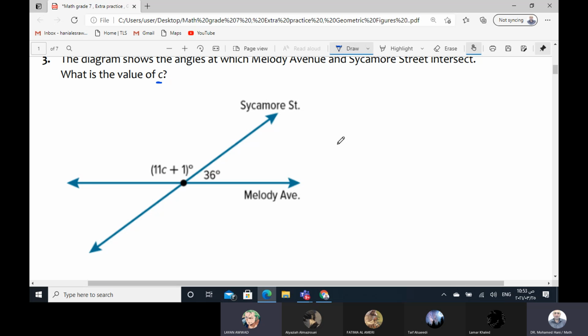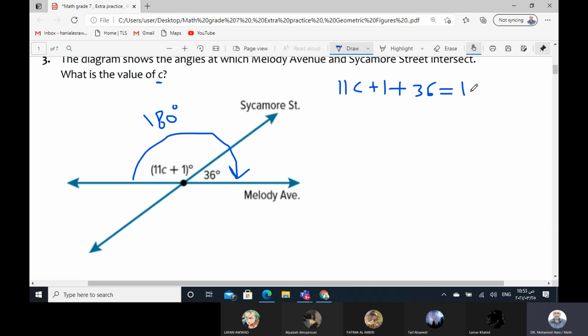Great. So as you see here, the two angles are adjacent, and the whole angle is a straight angle, and the measure of a straight angle is 180. So the sum of the two angles equals 180. So we can write 11C plus 1 plus 36 equal 180. This is the equation. Now we want to solve this equation.